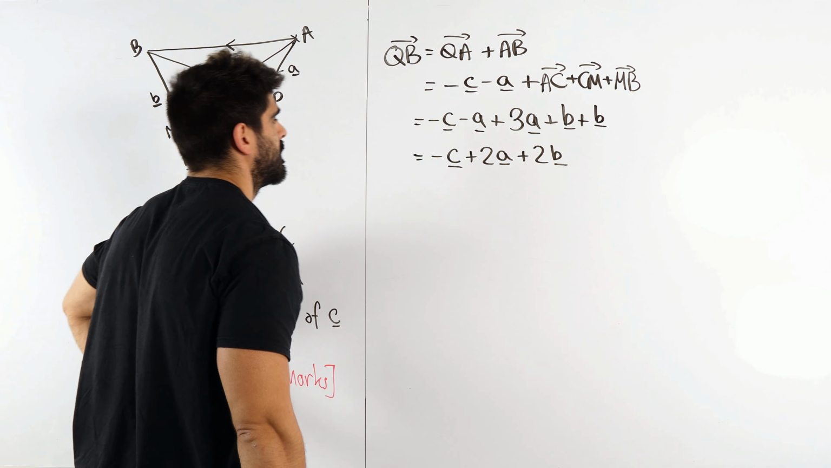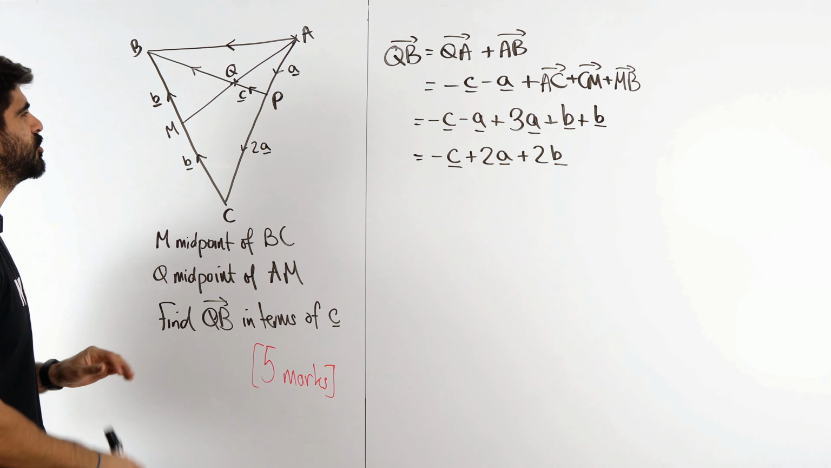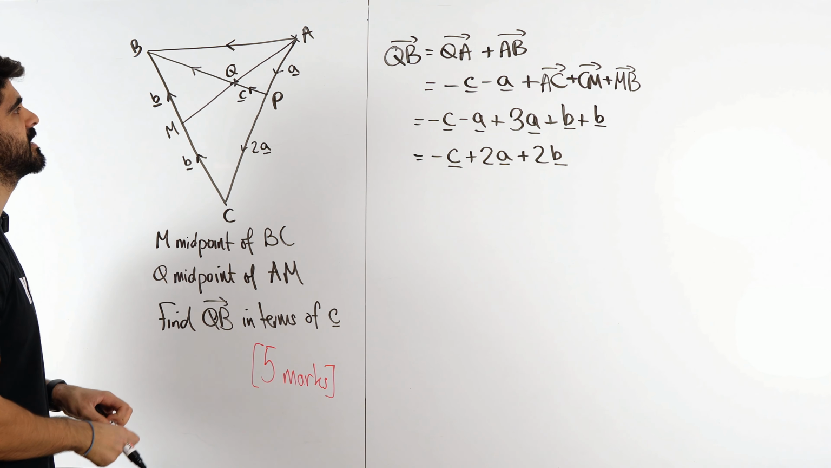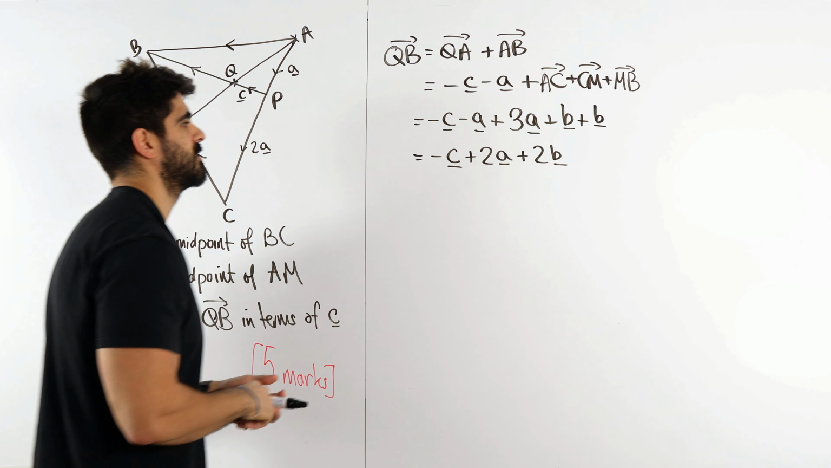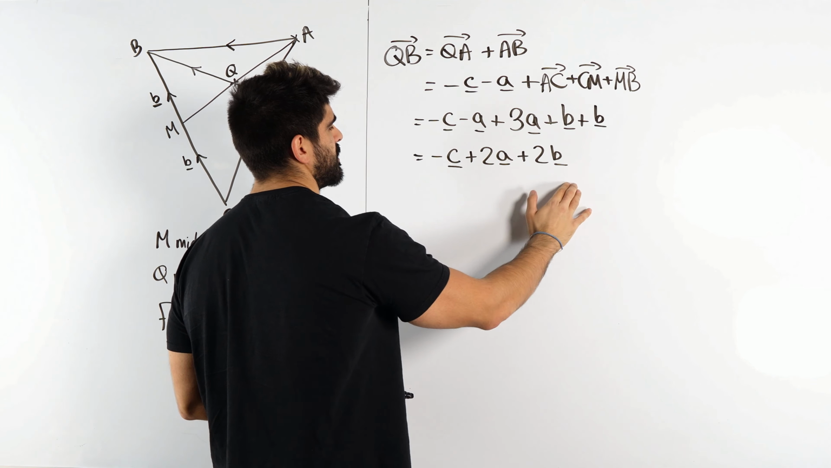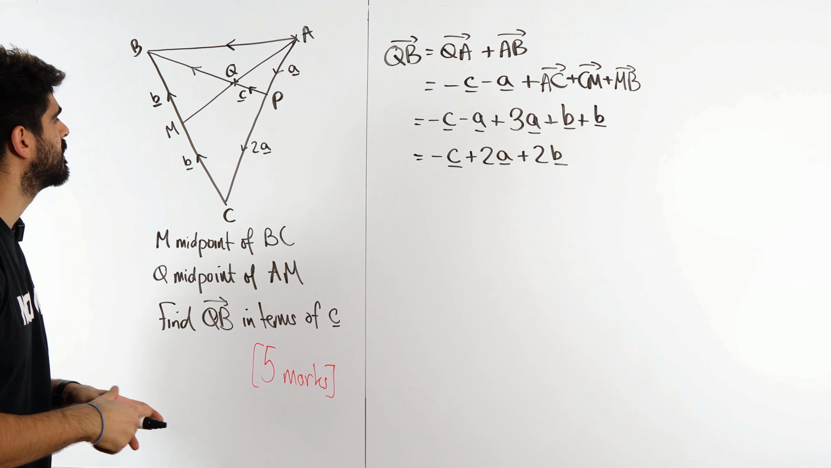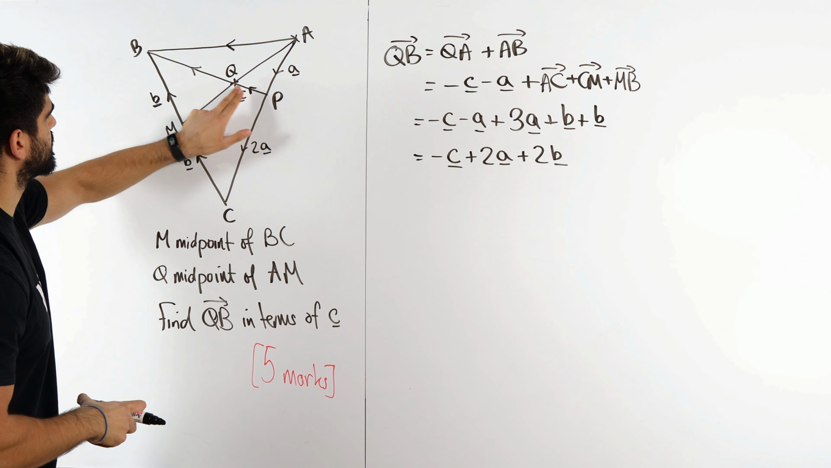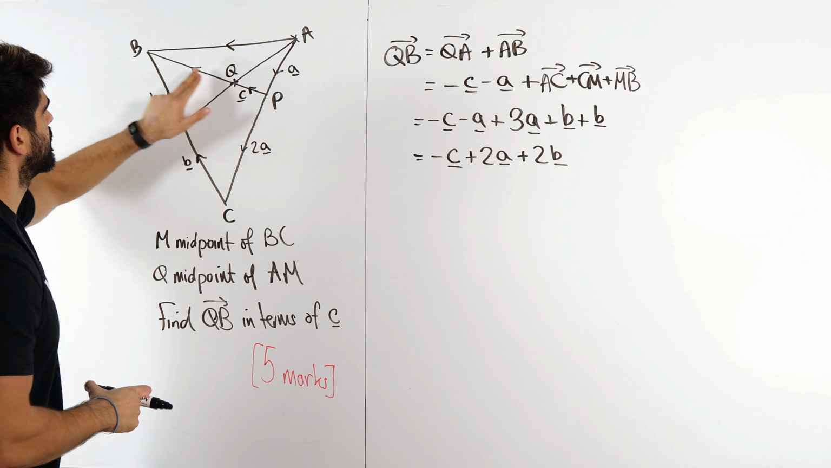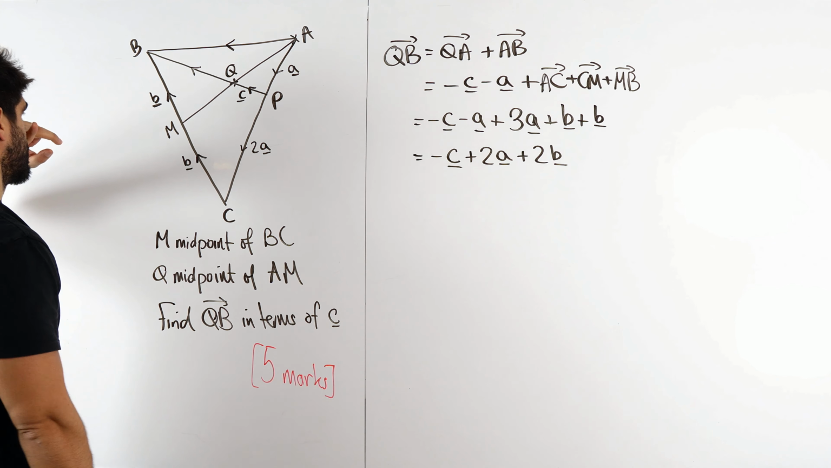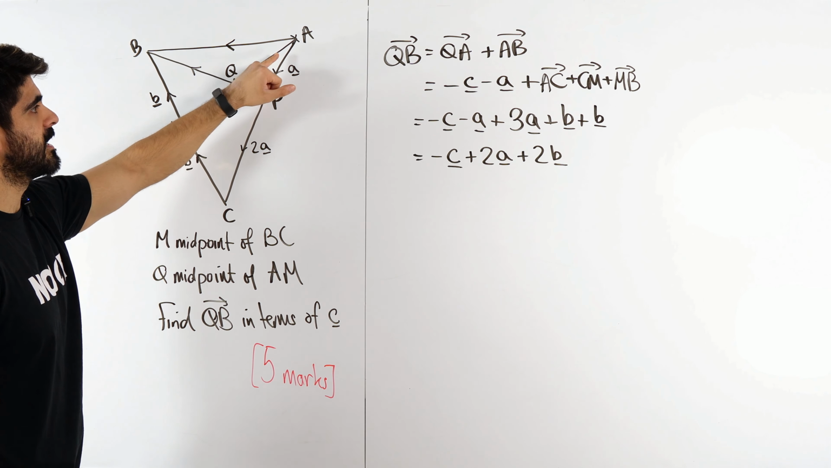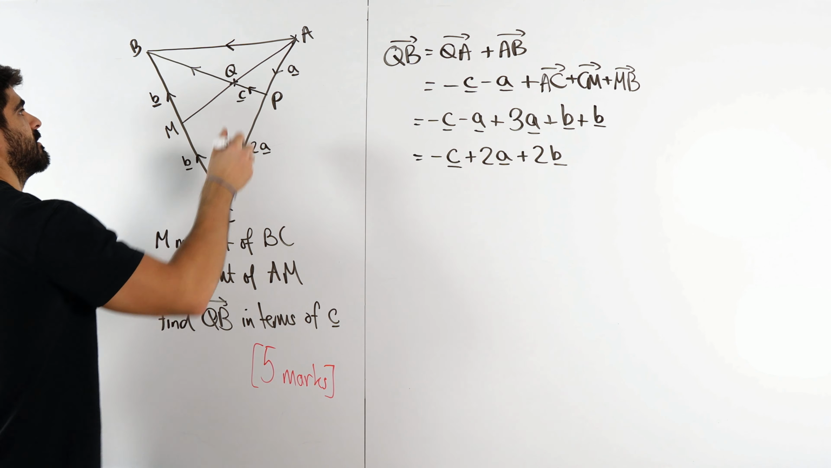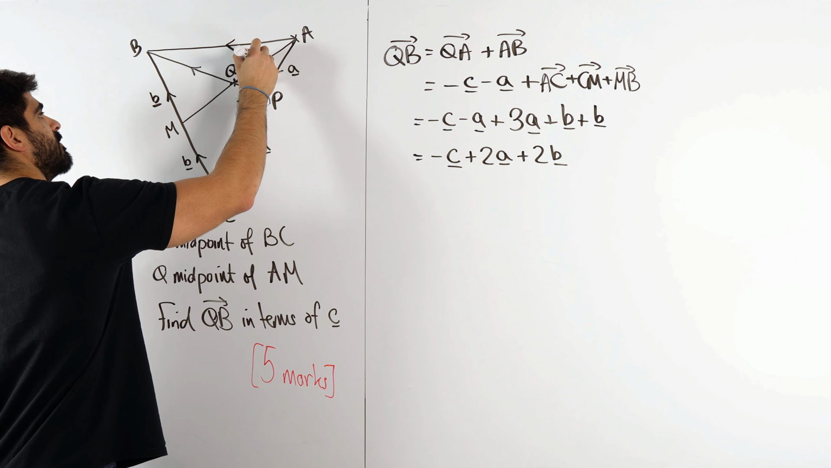Okay. Now the question said find QB only in terms of C. Somehow we're going to have to rewrite this in terms of C only. Now C is this kind of direction here, P to B. Well, we worked out that QA was minus C minus A. I'm not even sure if that's going to help.